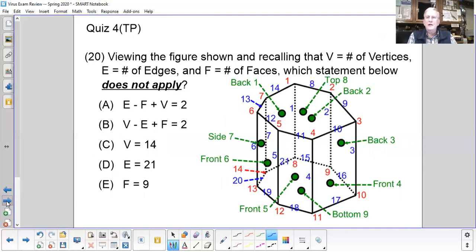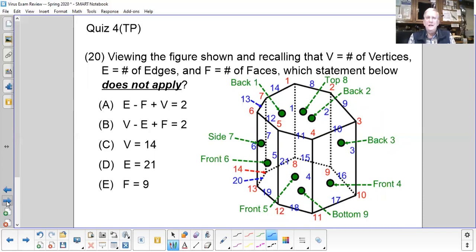Viewing the figure shown and recalling V is the vertices, E is the number of edges, F is the number of faces, which statement below does not apply? Well, if you look at C, D, and E down there, the vertices are correct. There are 14 of them. There are 21 edges on this prism, okay? By the way, what kind of prism is this called? It appears to have 7 sides or edges on the top, so it's a heptagonal prism, okay?